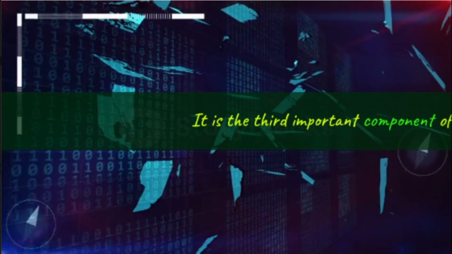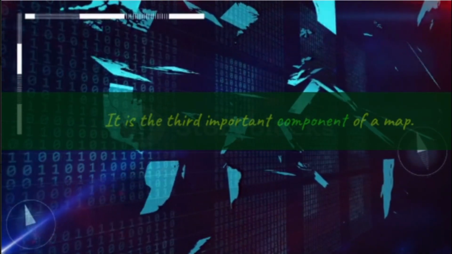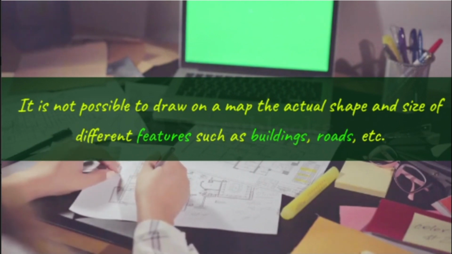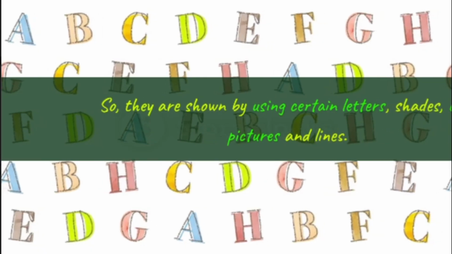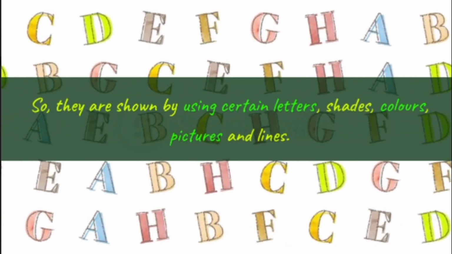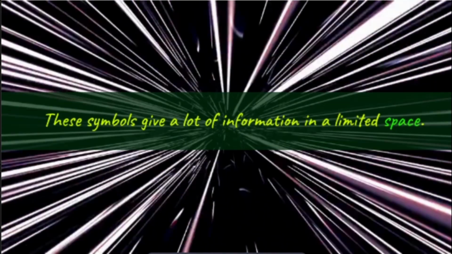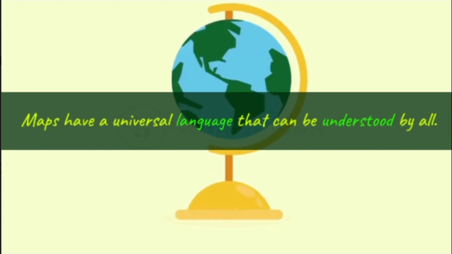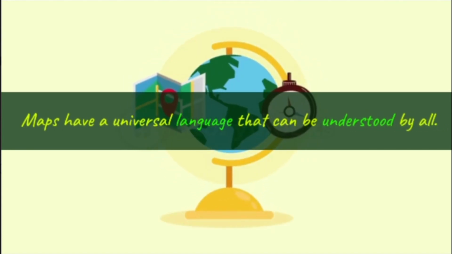Symbols. It is the third important component of a map. It is not possible to draw on a map the actual shape and size of different features such as buildings, roads, etc. So, they are shown by using certain letters, shades, colors, pictures and lines. These symbols give a lot of information in a limited space. Maps have a universal language that can be understood by all.